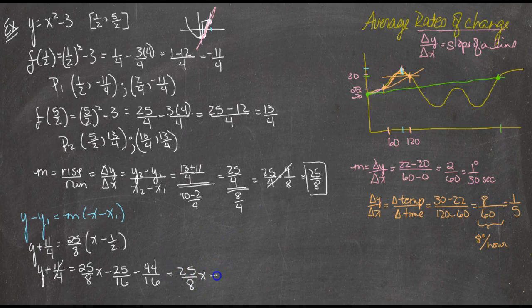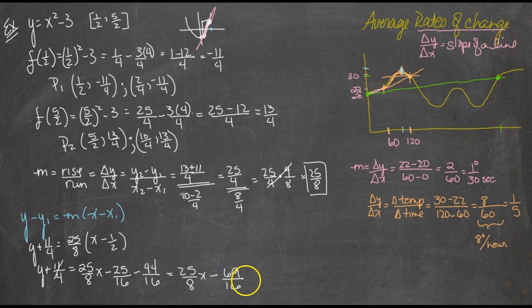So this is going to give me 25/8x minus 25 take away 44 is 69. Hang on, let me double check. 40, 50, 69 divided by 16.